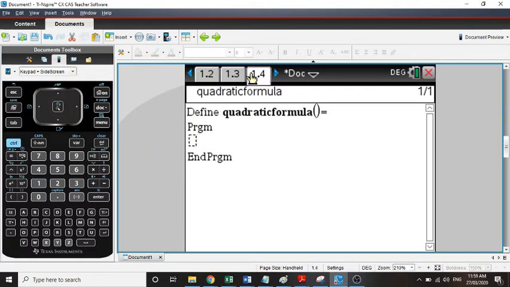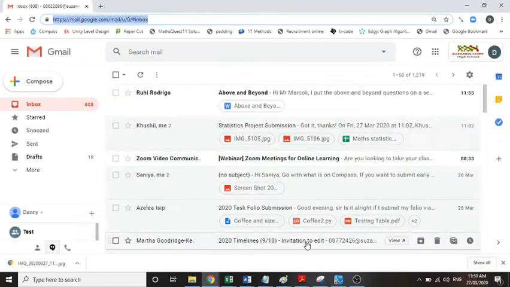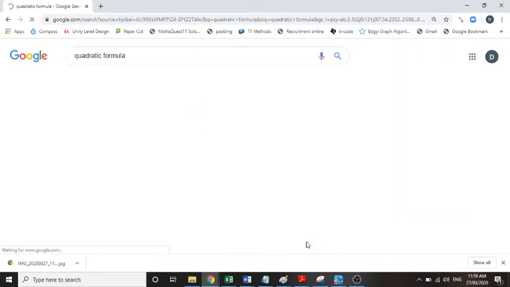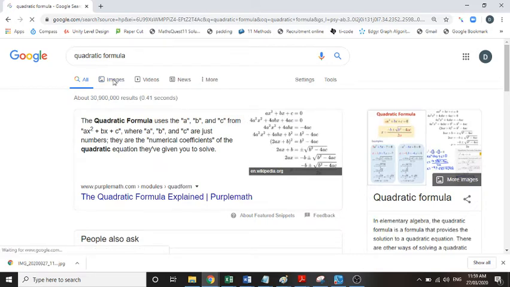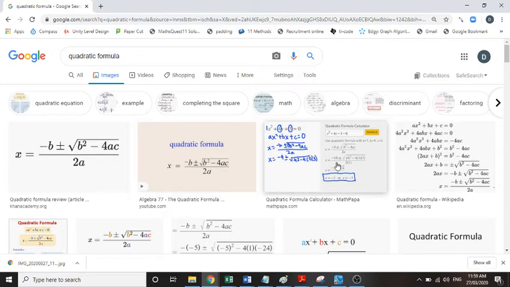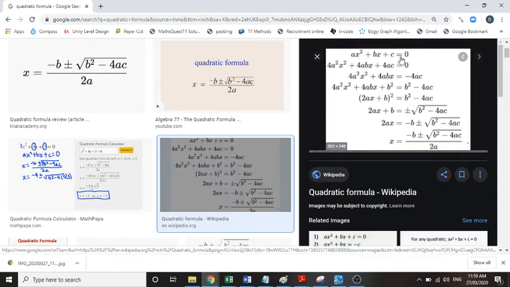Okay, let's find that formula. Let's Google it. Quadratic formula. Now let's find an image so we can see it. Okay, so this is the quadratic formula. This tells you the values of the x-intercepts. It's negative b plus or minus the square root of b squared minus 4ac, over 2a. We write our quadratic in this form.